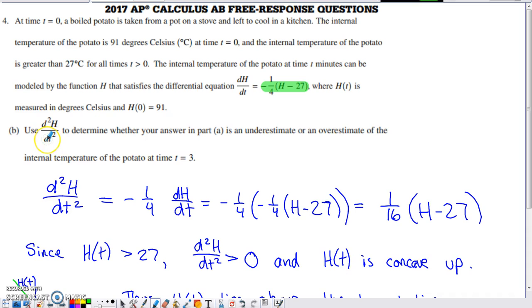So if we are asked to use the second derivative to try and decide whether or not that estimate in part A is an underestimate or an overestimate, it seems to kind of hint that we're going to have to make some concavity arguments to build this argument. And so what I recognized here is that h of t is greater than 27. They told us that up in the problem statement. And since h of t is greater than 27, this second derivative is always going to be positive, right? 1/16 is already positive, and then something bigger than 27 minus 27 is definitely positive. Positive times a positive makes that second derivative always positive. That means that h of t is always going to be concave up.